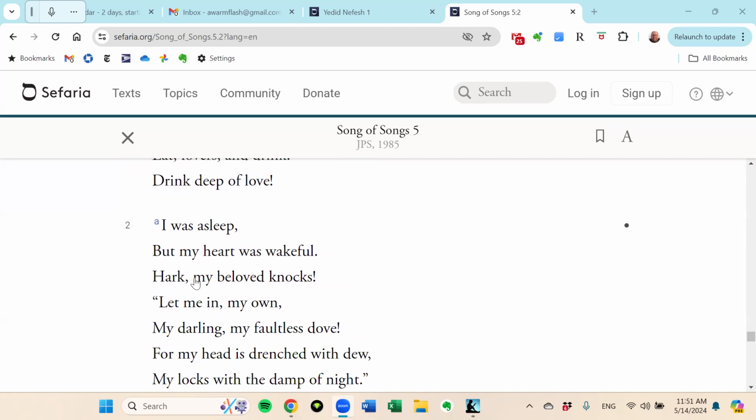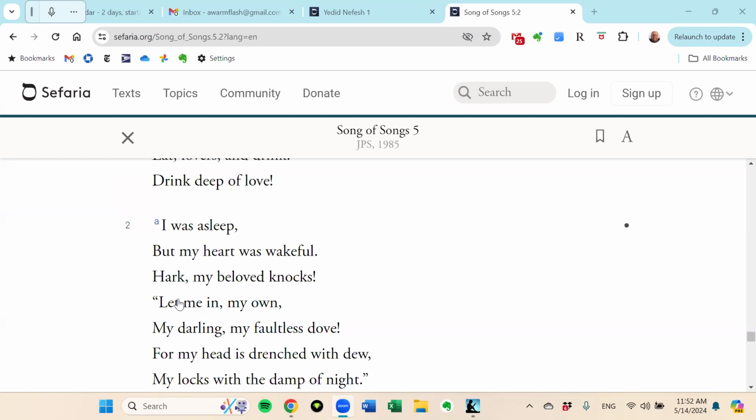Now, we have another scene. "I was asleep, but my heart was wakeful. Hark, my beloved knocks." So again, it's at night. Before, she woke up and went looking for him; now she is in bed, she's asleep, and he comes. Dodi dofek. I hear the sound of my beloved knocking.